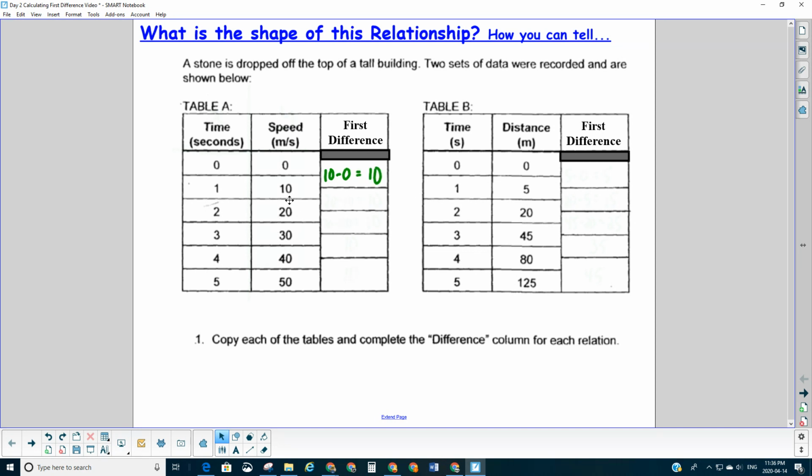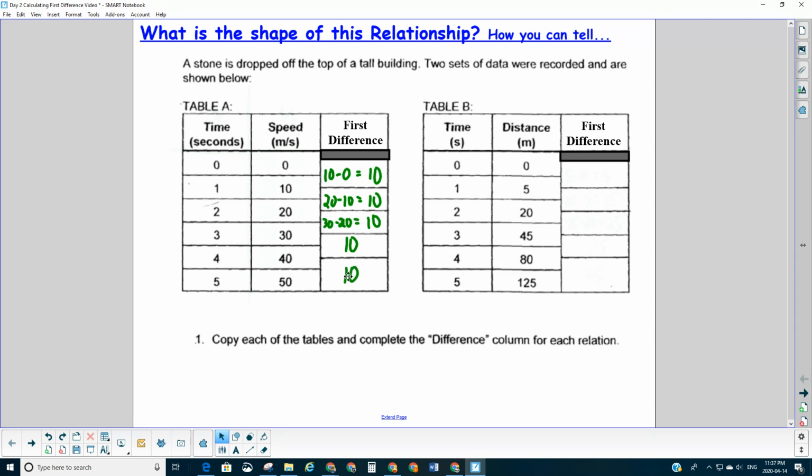Similarly, if I'm now going 20 meters per second and I used to be going 10, I can subtract 20 minus 10, and I get that the change is 10. So that's why this is called first difference, because you're subtracting the one you're on minus the one before it. Now, I don't imagine we have to write this part out every single time, because I think you can do it a little bit in your head. 30 minus 20 is 10. 40 minus 30 is 10. We don't actually have to write that down. And 50 minus 40 is 10.